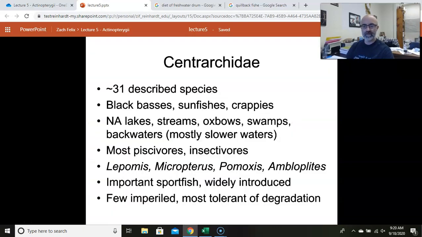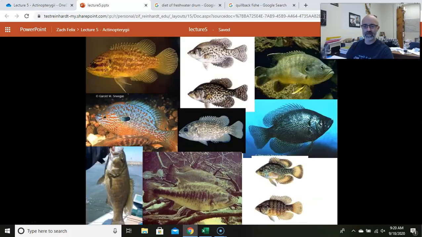Okay, within the Perciformes, we get the centrarchids. These are our basses and crappies and sunfishes. So Pomoxis, Lepomis, and Micropterus are all in this group.